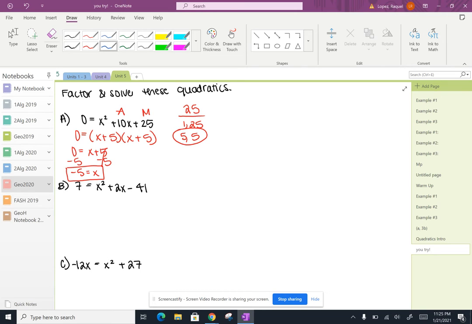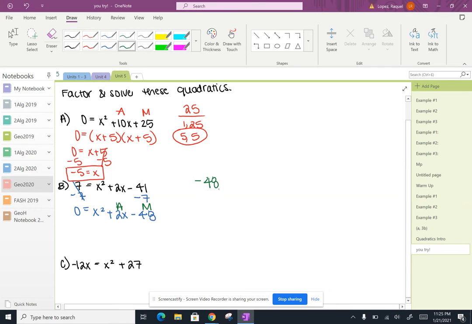So remember, before I do anything, I need to make sure that my equation is set equal to 0. B is not set equal to 0, so I'm going to do that by subtracting 7 on both sides of the equation. So I end up with an equation that looks like 0 equals x squared plus 2x minus 48. Now we have to think of numbers that add to positive 2 and multiply to negative 48.